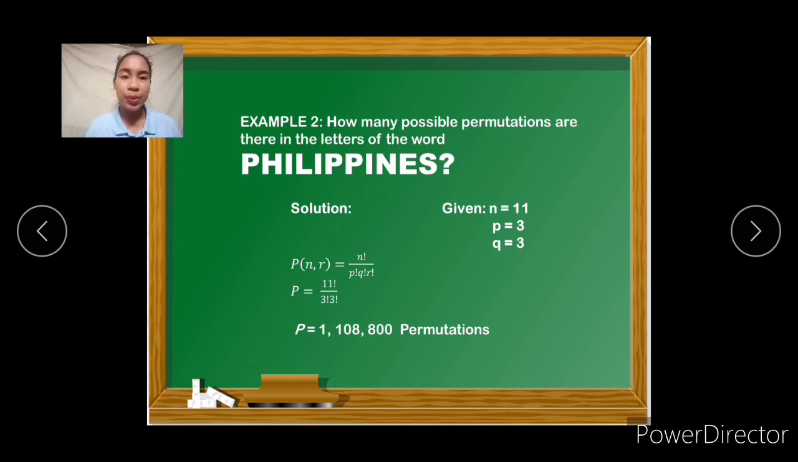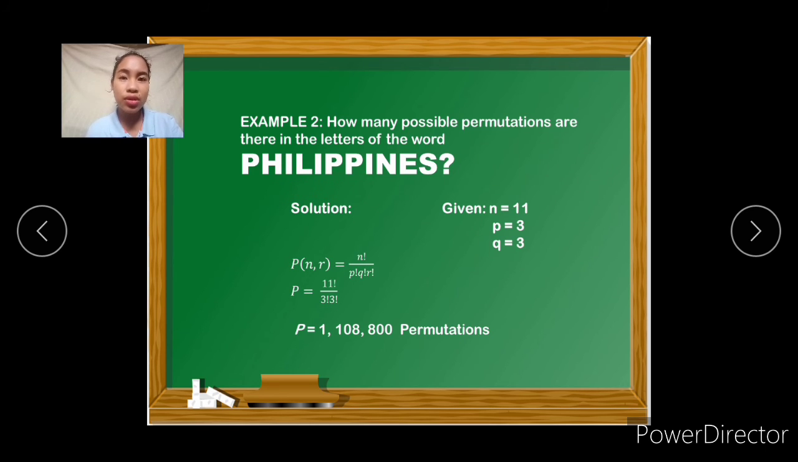Okay, so let's have another example. How many possible permutations are there in the letters of the word Philippines? Okay, so first, let us count how many letters. We have 1, 2, 3, 4, 5, 6, 7, 8, 9, 10, 11. So there are 11 letters. Let us list all the given. So our n is 11. For our p is 3, for there are 3 P's, so 1, 2, and 3. So for our q, we have I, so we have 3 I's, so 1, 2, and 3.